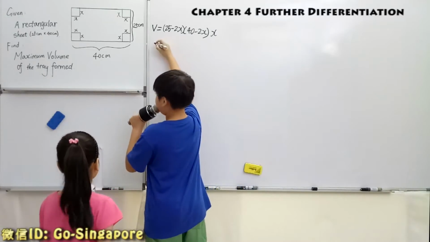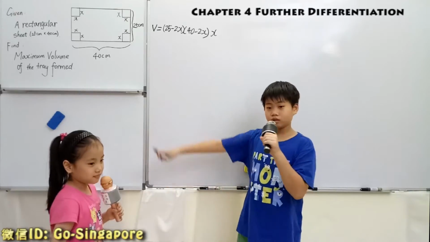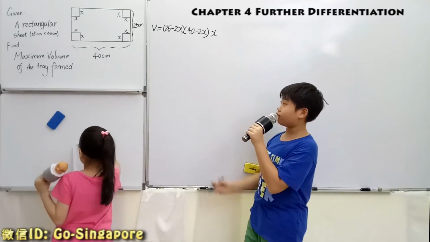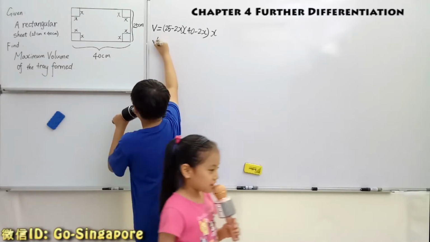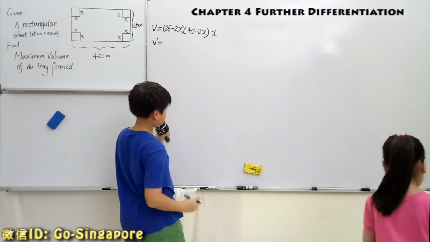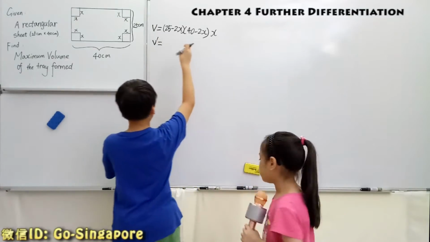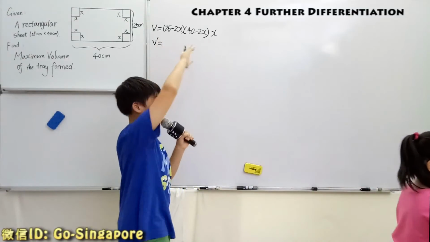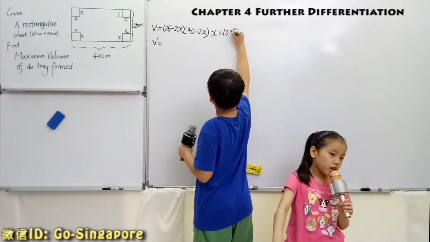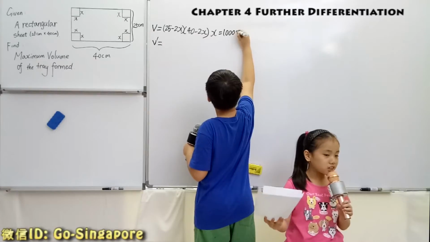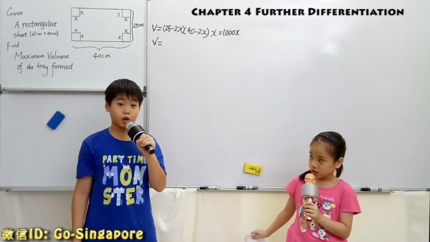So right now, can we start on this question? To find the maximum volume, we'll have to find the first derivative, right? For this first derivative, we can actually times these together. Another name for this: other than the tray, you can also say the open cuboid, right?